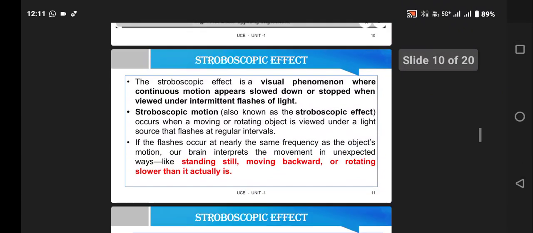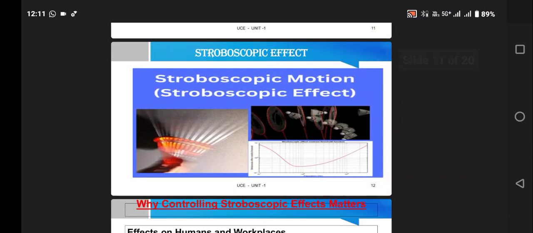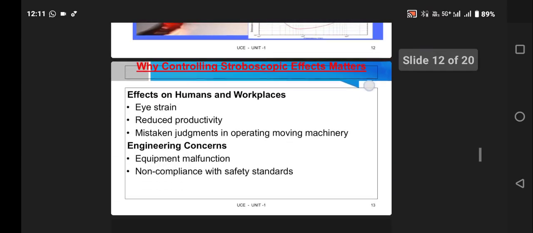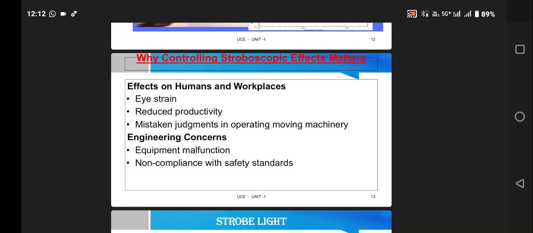Stroboscopic effect. It is a visual phenomenon where continuous motion appears to slow down or stop when viewed under intermittent flashes of light. This diagram represents the stroboscopic motion, which is called the stroboscopic effect. This stroboscopic effect should be controlled.